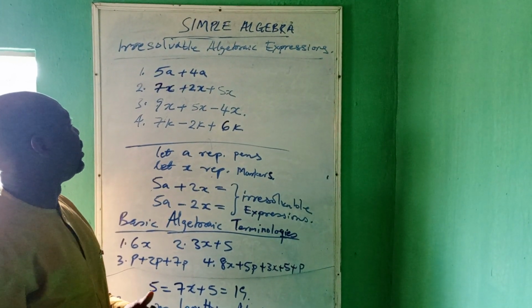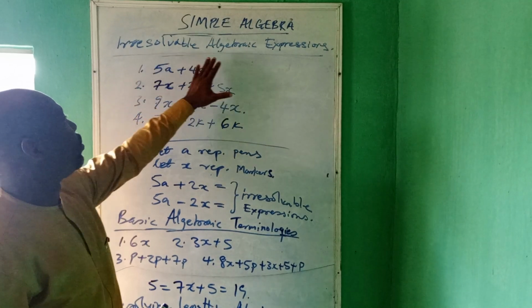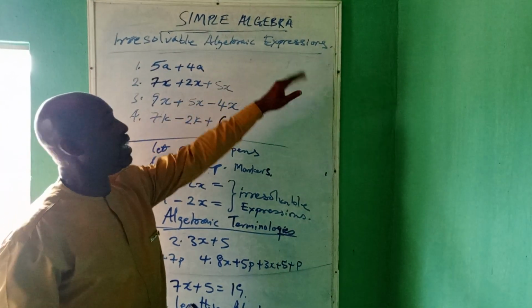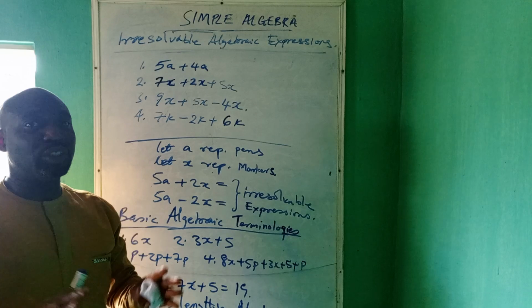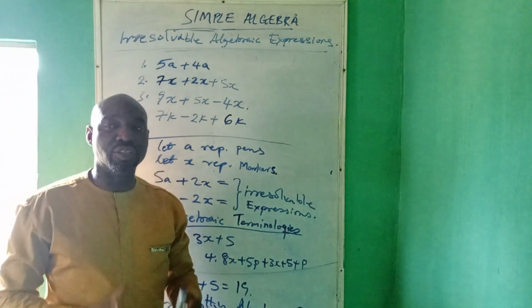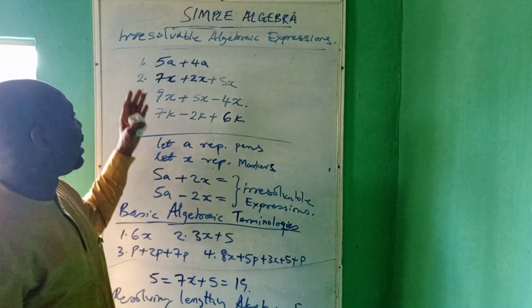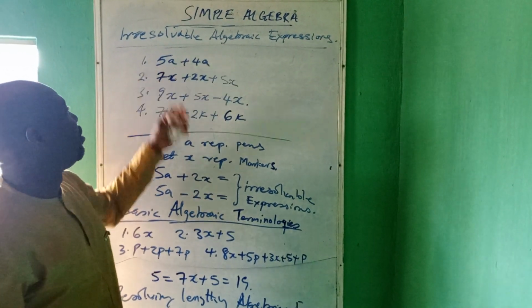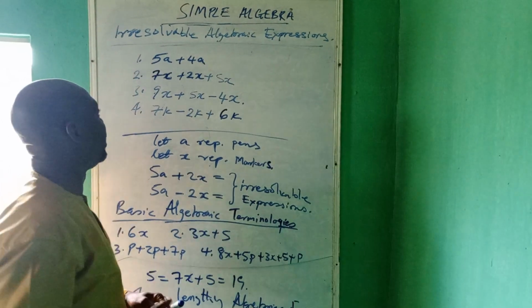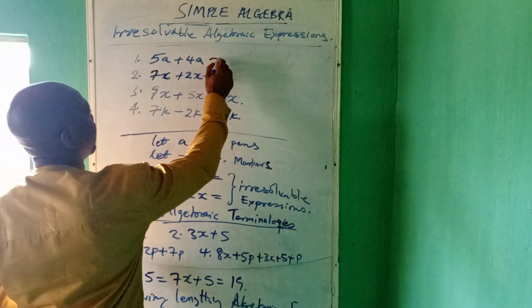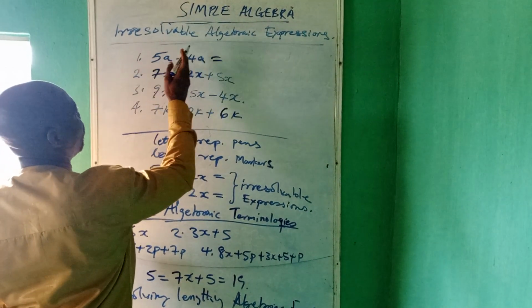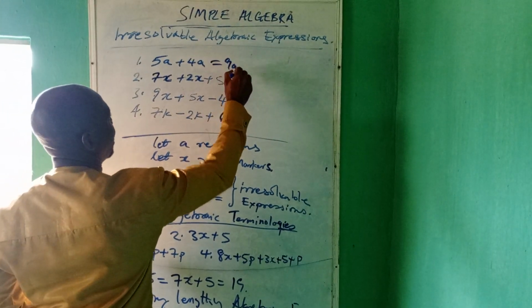Today we are going to be looking at irresolvable algebraic expressions. There are some expressions that we cannot resolve in algebra. First, like last time we dealt with things like 5a plus 4a, which I told you the main thing you do is 5 plus 4, which is 9, and you put your a.